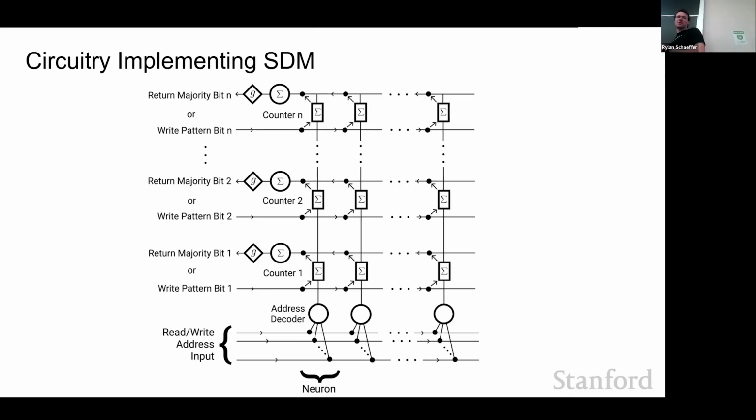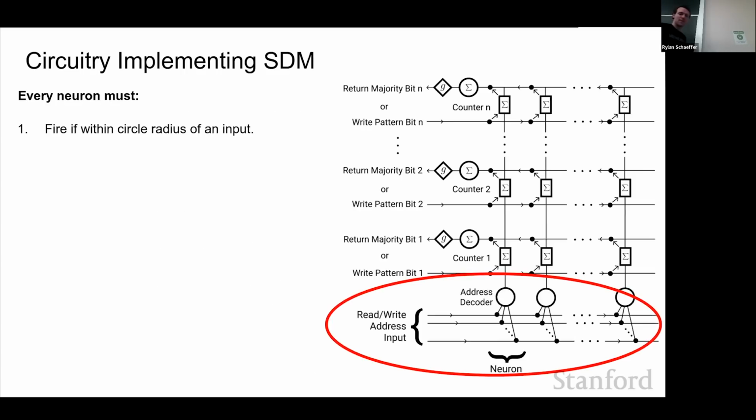So here's the circuit that implements SDM. At the bottom, we have patterns coming in for either reading or writing, and I'll break down each of these slides. First we have patterns that come in. Every neuron here, these are the dendrites of each neuron, decides whether or not it's going to fire for the input that comes in.